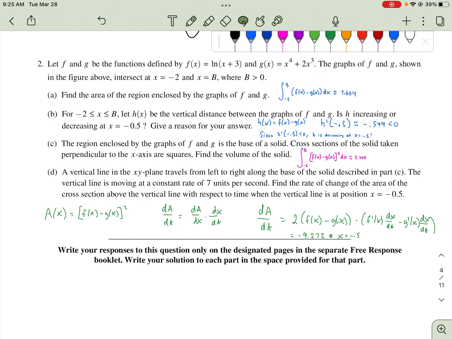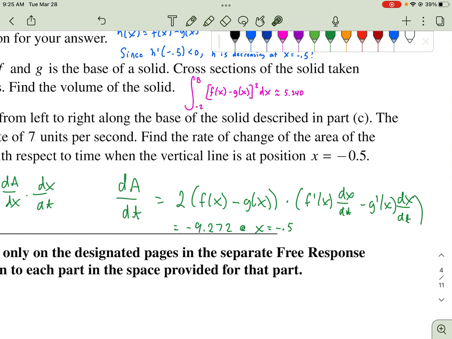Well, the cross section is still just right here. It says along the base of the solid described in part C. So the cross section is still a square. So the area is that. And so doing the derivative of this is what I've shown over here. So I did the power rule, kept the inside the same, multiplied by the derivative of the inside. So the derivative of f of x, though, is the derivative of the outside, f prime, keep the inside the same, times the derivative of the inside.